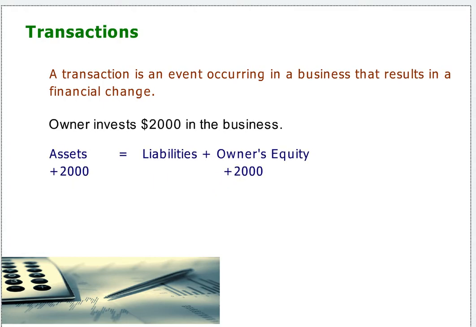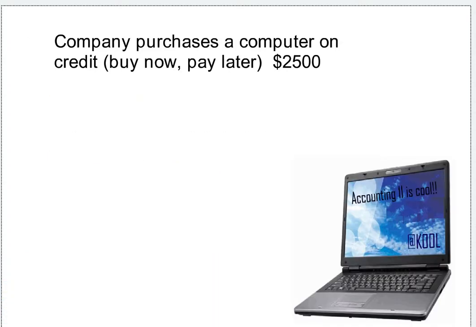Recall the accounting equation. Assets equals liability plus owner's equity. Assets have increased by $2,000. Owner's equity has increased by $2,000, so therefore the equation remains balanced. Let's look at another transaction.